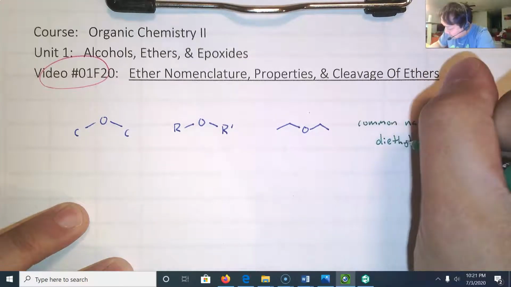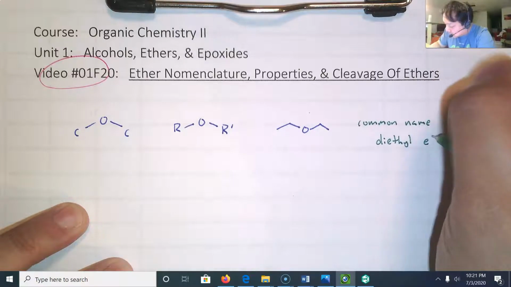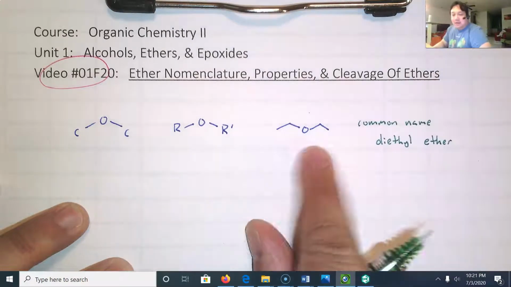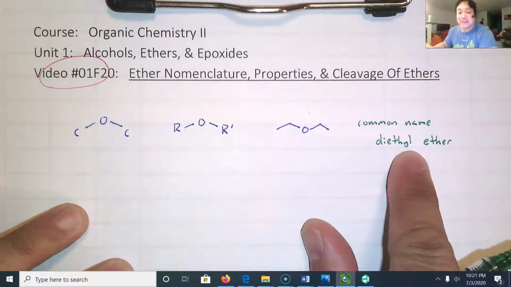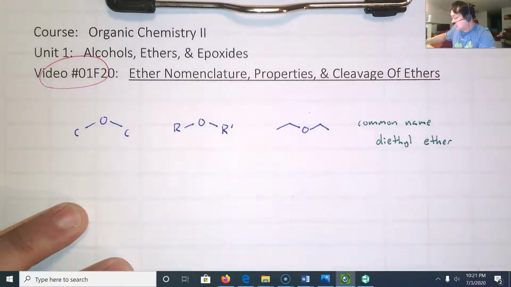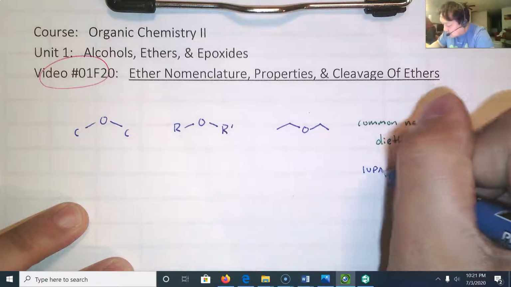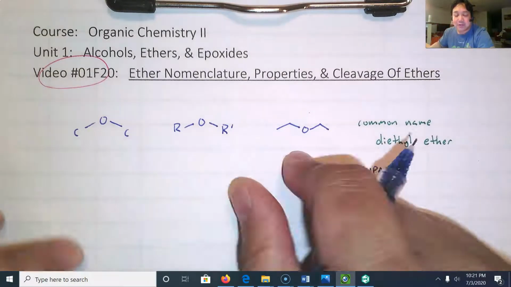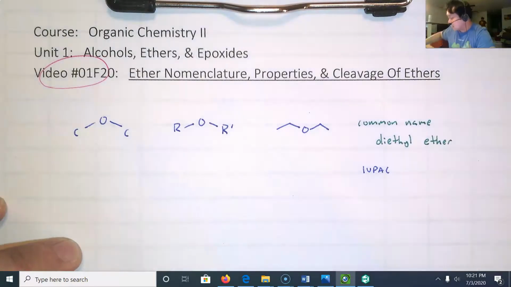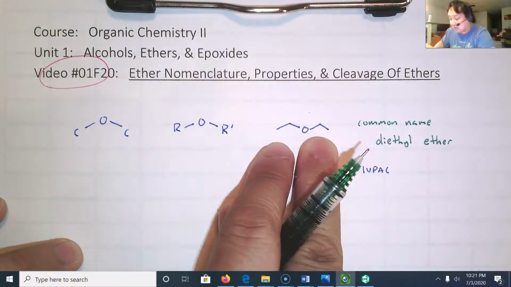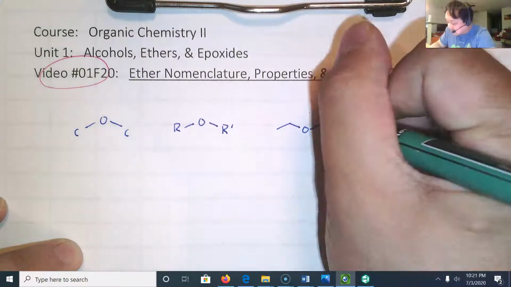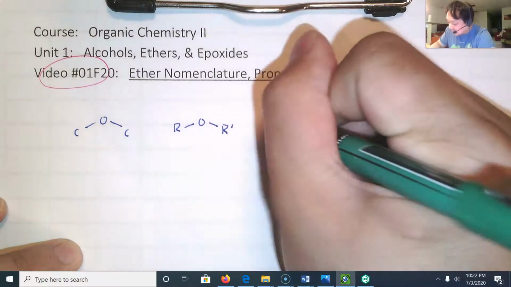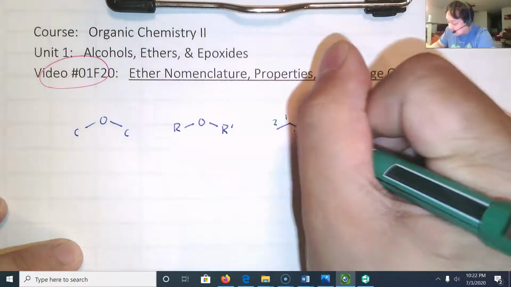But diethyl ether is the common name. The common name came from just naming the two groups on each side and just putting the word ether after a space. Let me show you the IUPAC name though. The IUPAC name is going to consider one side the parent and the other side the substituent. So they're both ethane chains. If I consider the left side the parent, my substituent includes the oxygen.